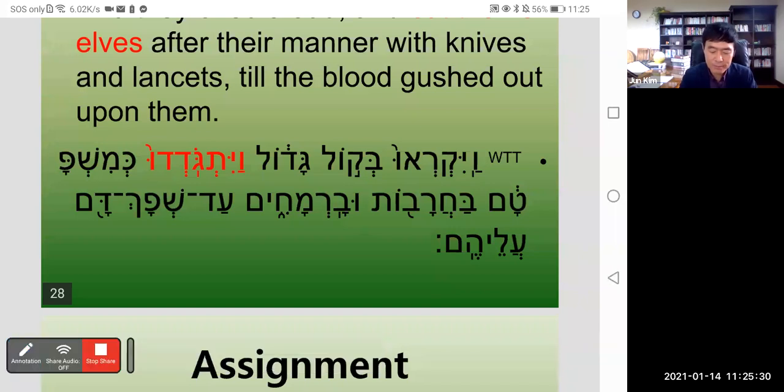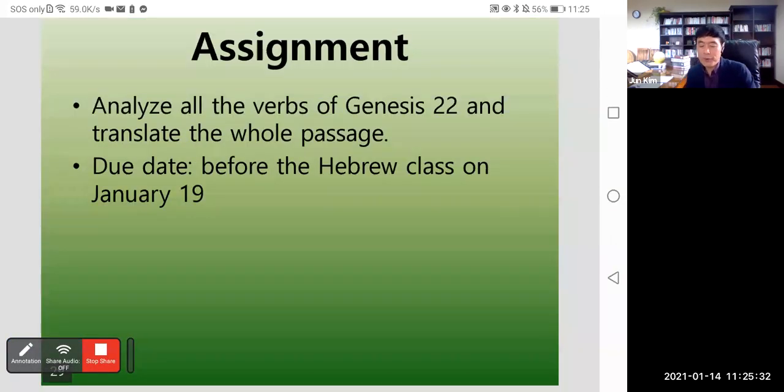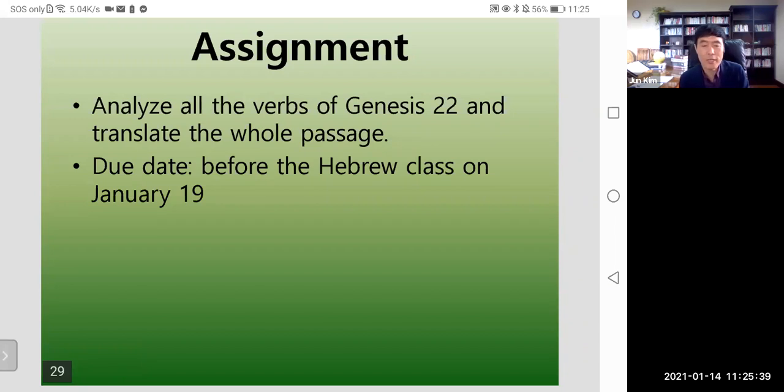You have an assignment. Analyze all the verbs of Genesis chapter 22 and translate the whole passage. Due date: before the Hebrew class on January 19. Clear? I think I uploaded the table for the analysis of the verbs. Have you downloaded it? Okay, that is a bit different from what I gave last time. Is it the same one? Same one? No, anyway, use it.